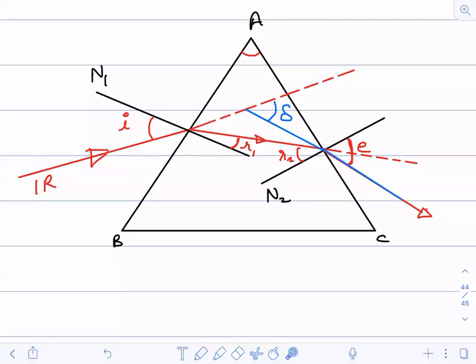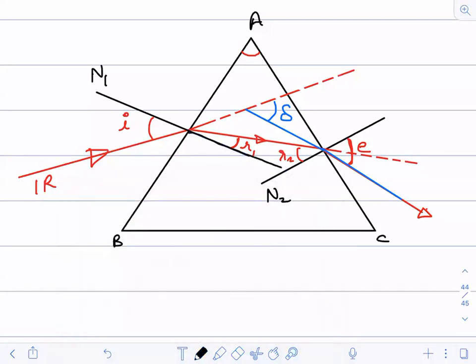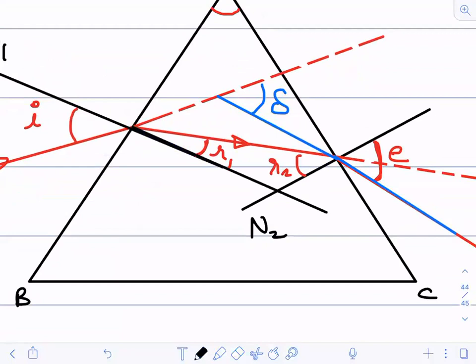Now just see here, I'm doing a construction. There will be an intersection point due to N1 and N2. If I extend this N1 further, here is the intersection point. So this is the intersection point and I get an angle over here. This angle I'm calling capital E. This angle is already A.